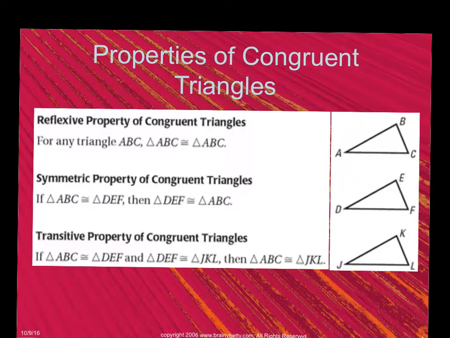So this should be a review. Properties of congruent triangles. We've talked about these several times. Reflexive, symmetric, and transitive. It's just that now we're saying not only do they apply to variables, but they also apply to angles, and they also apply to segments, and now they apply to triangles. So if a triangle equals itself, that's the reflexive property. If triangle ABC equals triangle DEF, then DEF equals ABC, that's symmetric. And if triangle ABC equals triangle DEF and DEF equals JKL, then ABC is congruent to JKL, that's transitive.